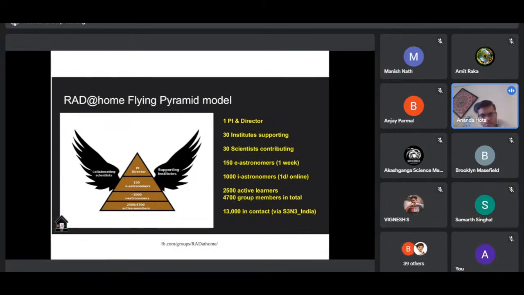This is our flying pyramid model. I am there, a single person maybe, but 30 institutes are supporting institutes. 30 scientists are contributing to the training program and discoveries. They are here being co-authors also. 165 people have been trained for 1 week. Thousands are learning RGB image analysis online. That's thousands of active learners in the Facebook group. Another science media that I have, S3 and 3 India, has 13,000 people connected. So people can contribute small discoveries, and that becomes a big research paper with the help of the training program, helping institutes, and supporting scientists who help us make publications and discoveries.